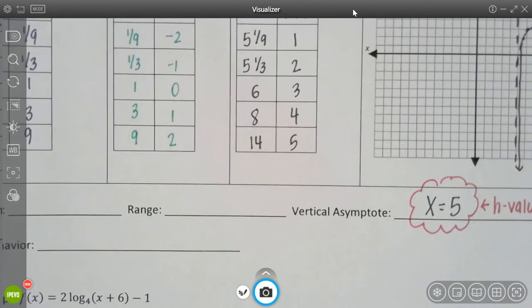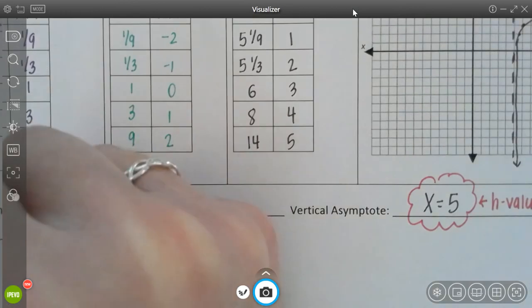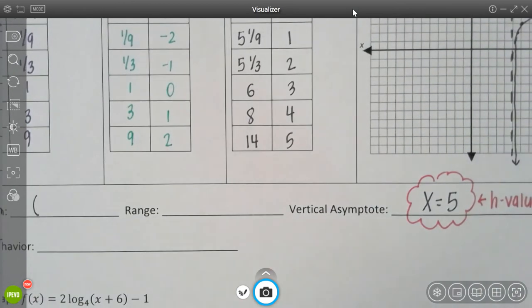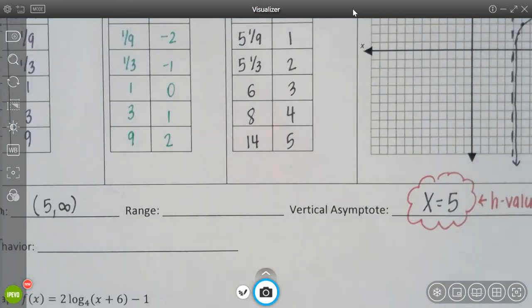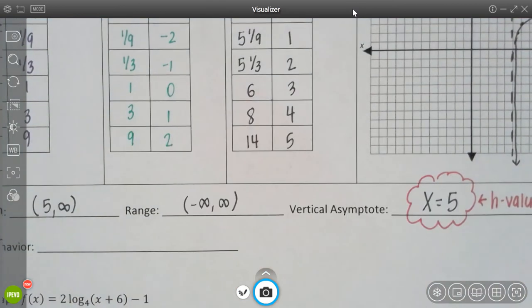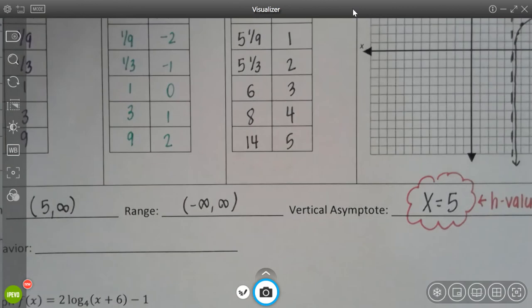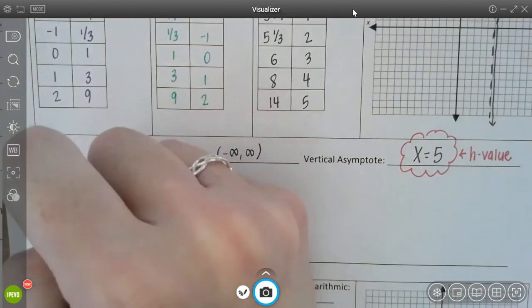All right, I'll fill in my domain and my range quickly here. So our domain should be our asymptote, which is our x value of 5, to positive infinity. Range should be all real numbers. And we'll talk about our end behavior.